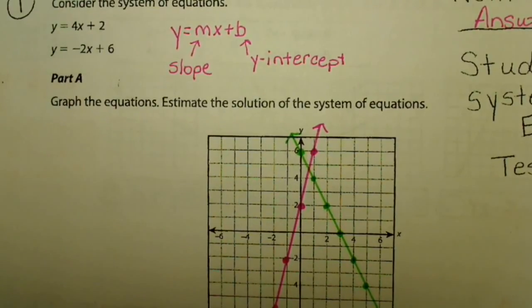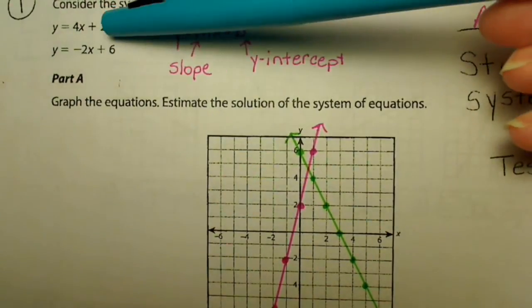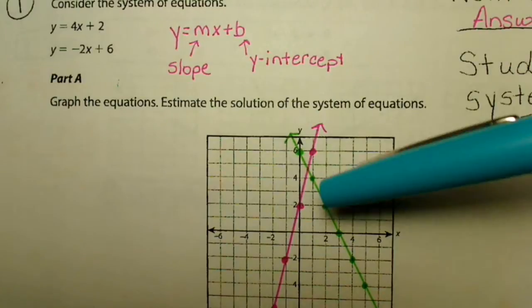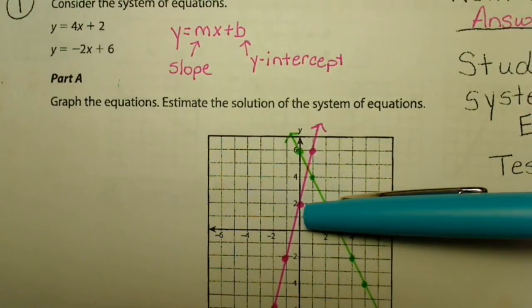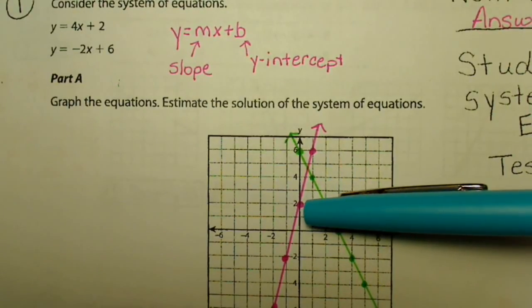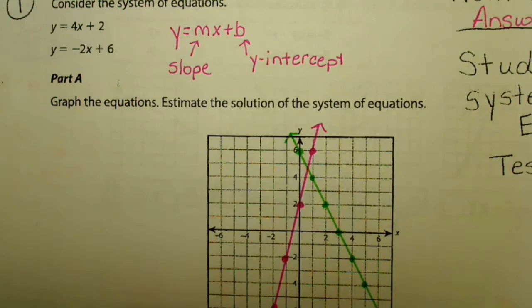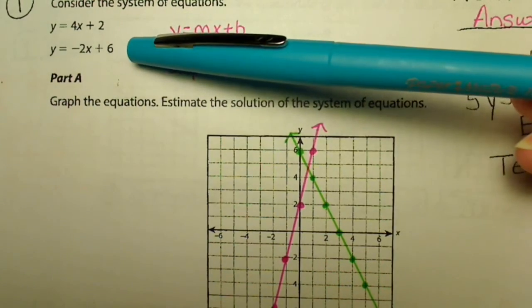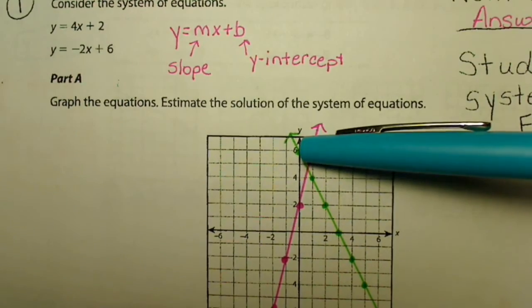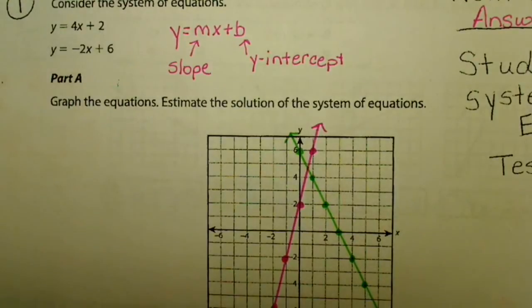To graph them, for the first equation, you graph your y-intercept, the 2, which is on the pink line, and then your slope is 4. So you go up 4 over 1, or you can go down 4 back 1. You make your line. For the other equation, once again, you start at the y-intercept, which is the 6.